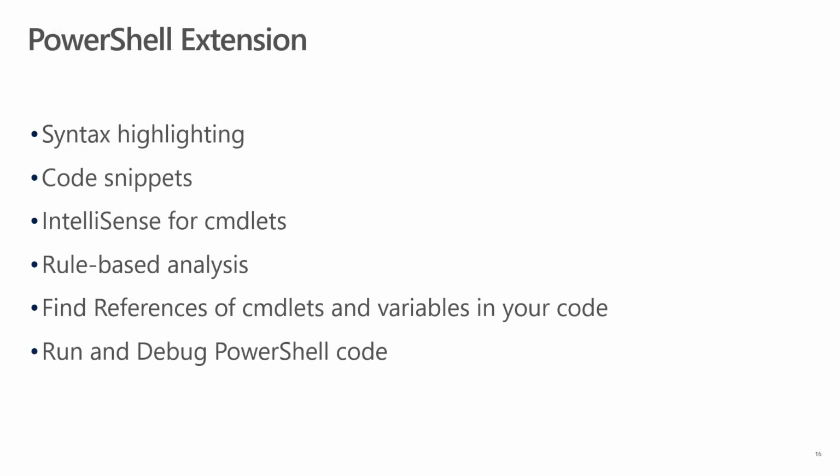So in our case, we're focused on PowerShell. So with VS Code, you actually need to install the PowerShell extension, which is going to make your life writing PowerShell much easier with VS Code. Syntax highlighting, code snippets. Yes, there's built-in IntelliSense for your cmdlets. There's a built-in rule-based analysis, which uses the PSScriptAnalyzer settings. There are some rules that are built in, and it'll look at your PowerShell code on the fly. I'll show you a demo of that in a little bit. You can find references of cmdlets and variables in your code, as well as run and debug your PowerShell code.